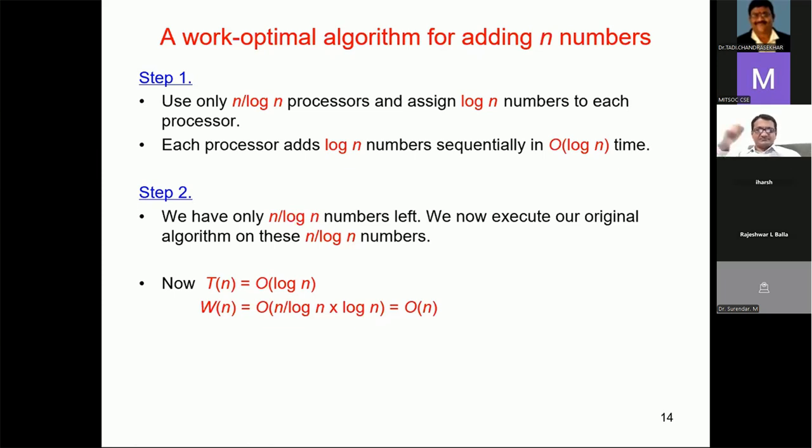So now, please see that we are not using n processors, but we are using n by log n processors, and I am assigning log n numbers to each. In this case, the work complexity is going to be n by log n into log n. And then finally, it comes to order of n, but with only n by log n processors. This is the optimal parallel algorithm for size n. Making sense?